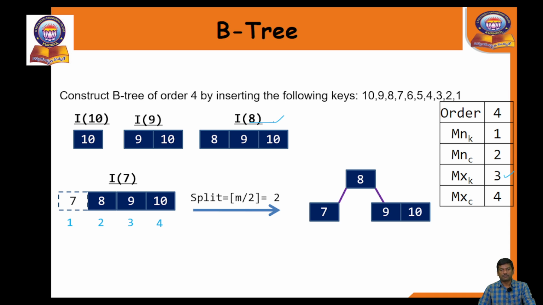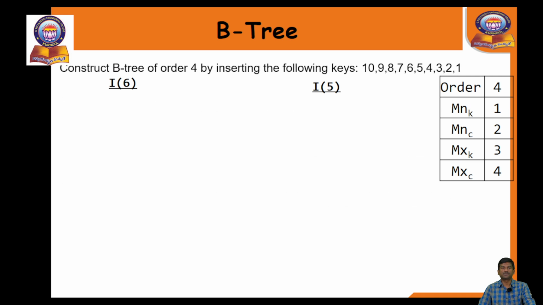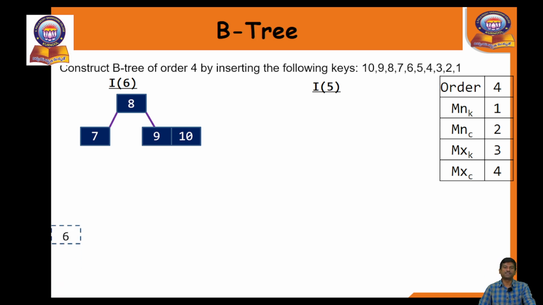Similarly, go for inserting the next node. So the next node that has to be inserted is 6. So when you are inserting 6, where does the 6 have to be placed? 6 has to be placed to the left of the key 7, because it should be kept in ascending order. So here 6, 7 is included. It does not violate the maximum allowable keys.